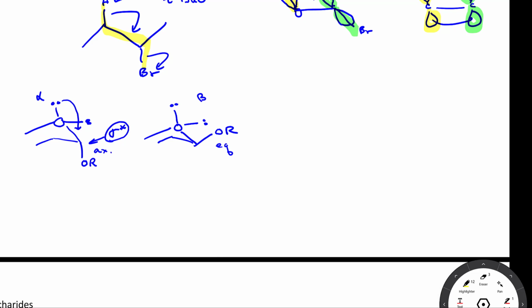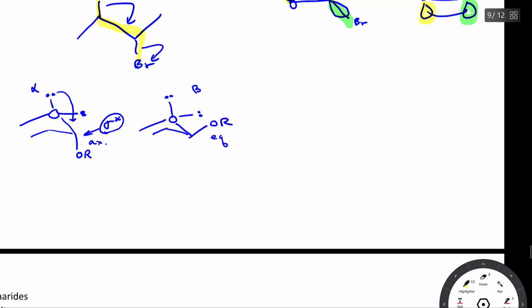But before I talk about those, the other thing to look at is when it's in the beta form, this is equatorial, so the antibonding orbital that's on this alkoxy bond over here is not lined up with the pair of electrons here, and it's not lined up with the pair of electrons here. So this pair of electrons can't dump electron density into the region between the oxygen and the carbon.